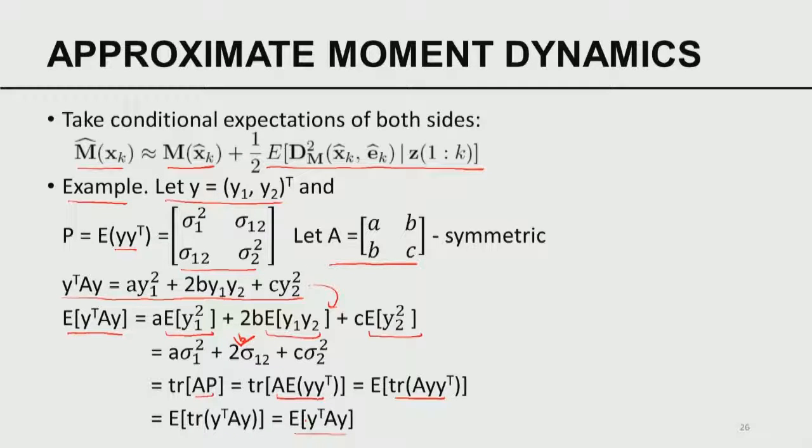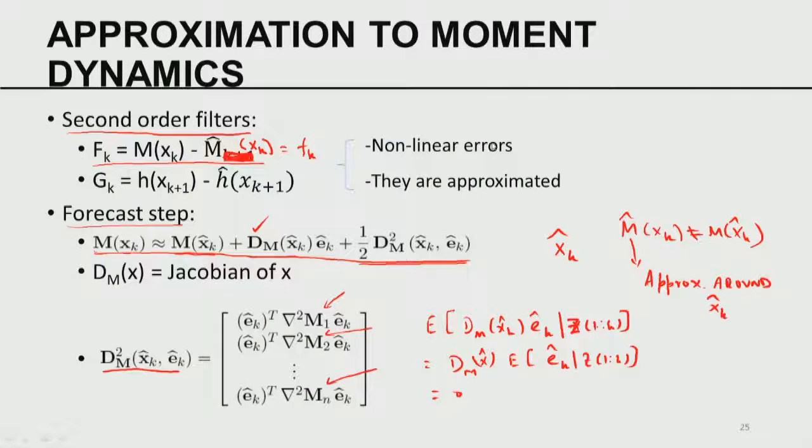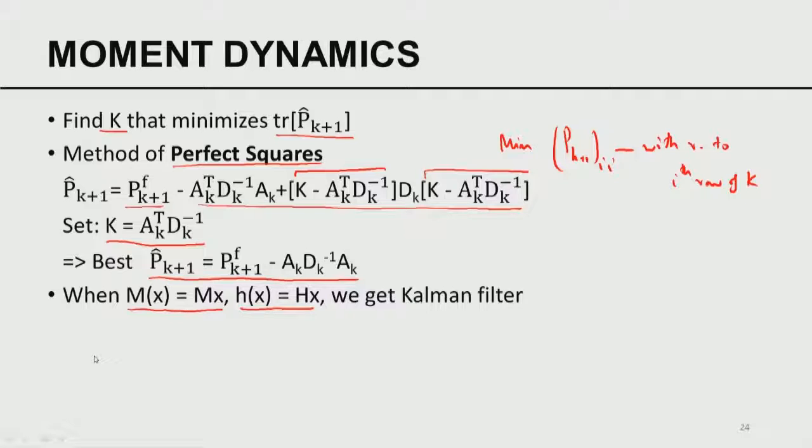Why are we interested in this computation? Let us go back to this term. What is this term from the previous slide? This term is a vector. Each component of this is a quadratic form. The delta square m1, delta square m2, delta square mn, they are all Hessian matrices. They are symmetric. So y plays the role of ek, and A plays the role of the Hessian. Therefore, expectation of this.